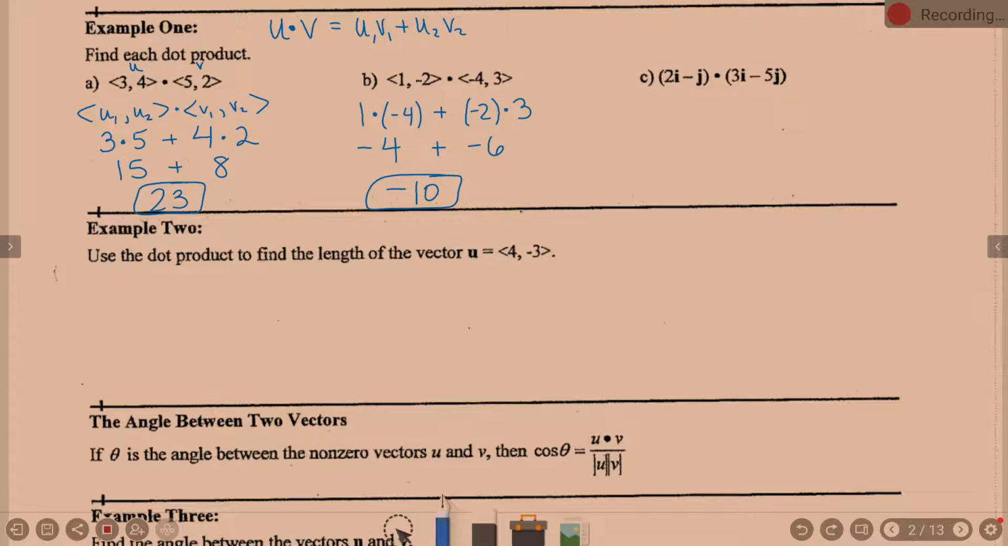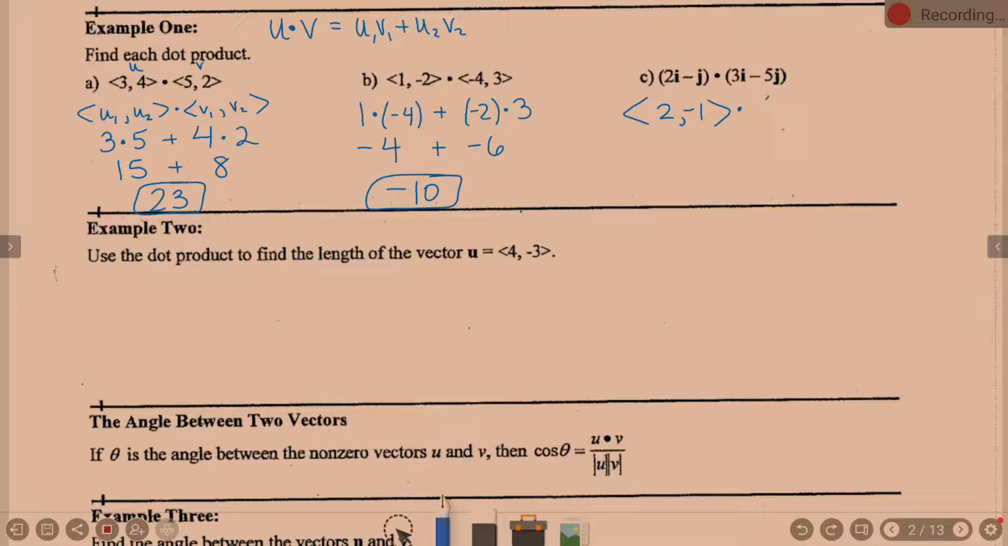Okay, C. C's in a different form, isn't it? So C is written as linear combinations. However, we know the component forms of those, right? And that's all you have to think about. So if it's 2i minus j, what would be the component form of 2i minus j? 2, negative 1. Right, 2, negative 1. It's just taking the coefficients there, right? The coefficient of i is 2, the coefficient of j is negative 1.